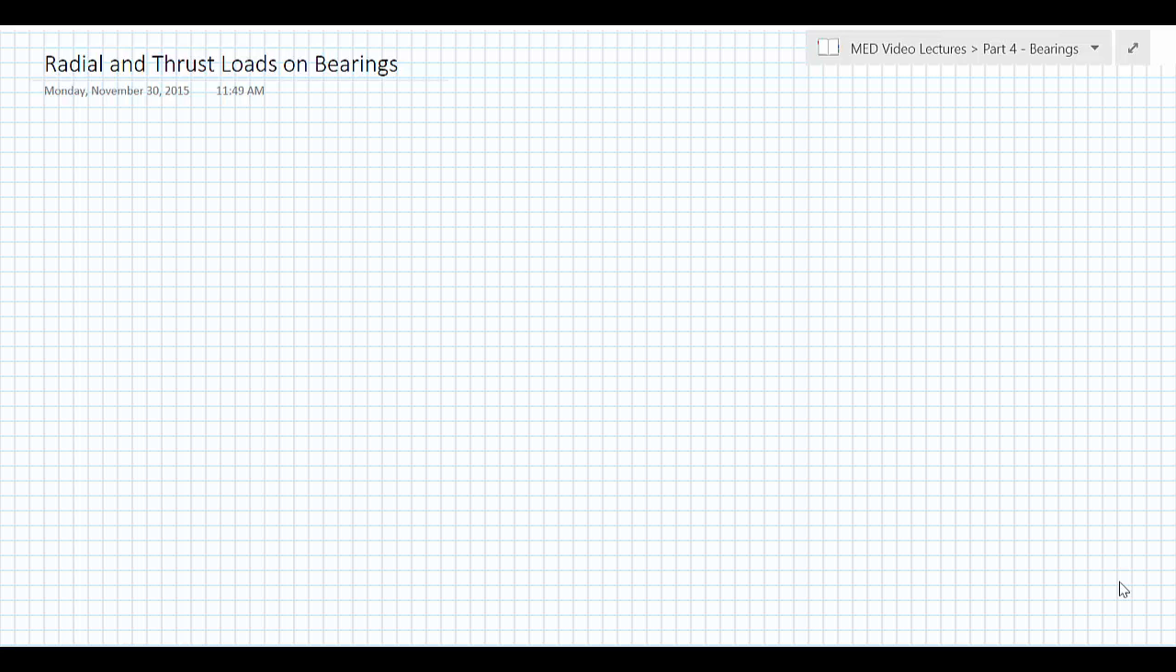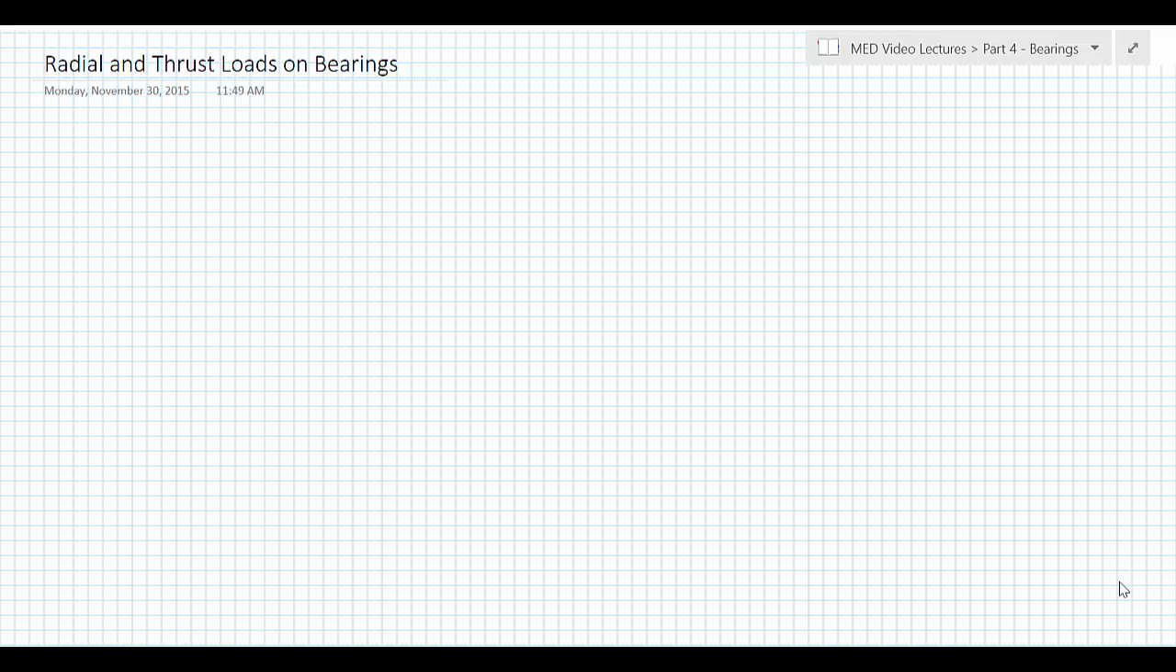But in some situations, we're going to have bearings that are going to have to face some thrust loads as well, and we're going to need to figure out a way to handle those thrust loads. So the approach that we're going to use is an iterative process. We have to kind of guess and check ourselves. And from that guessing and checking process, we will eventually land on a bearing that is appropriate for our situation.